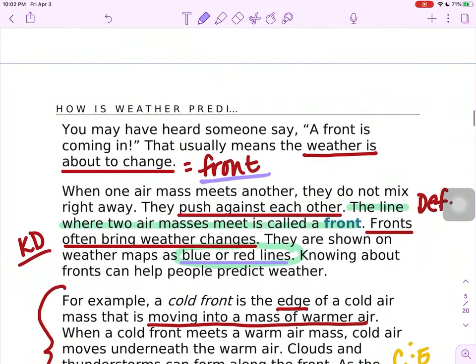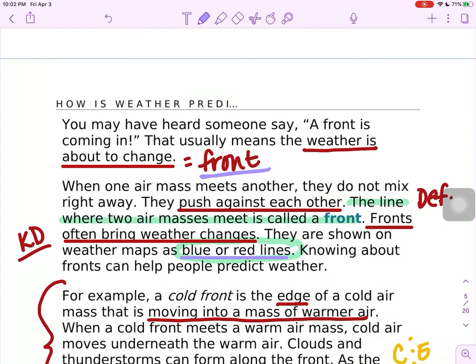Knowing about fronts can help people predict weather. So again, here's my definition: the line where two air masses meet is called a front. Right here is my definition. And here's a key detail: fronts often bring weather changes.